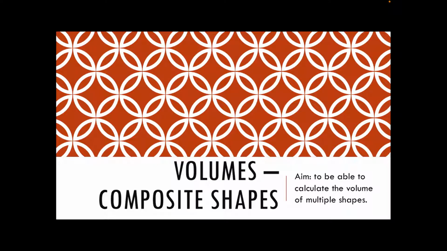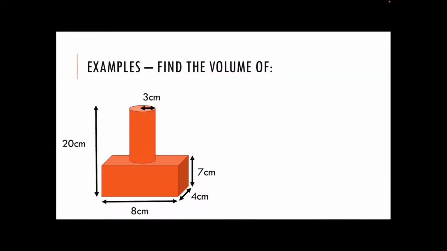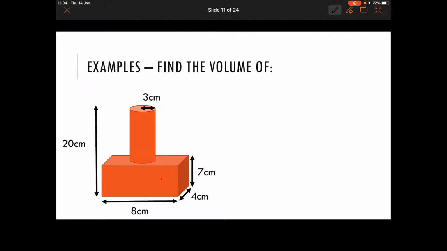You can see today that we are going to be looking at volumes of composite shapes. Composite shapes are just shapes that are made up of two or more shapes that we know how to calculate the volume of. For example, here we can see that we've got two shapes. Hopefully we can spot that shape number 1 down the bottom is a cuboid, and that shape number 2 at the top is a cylinder.